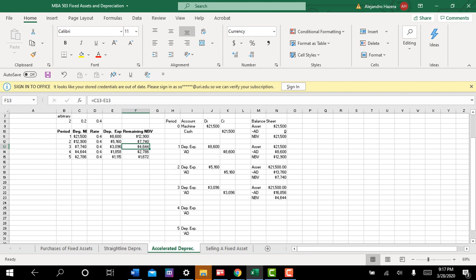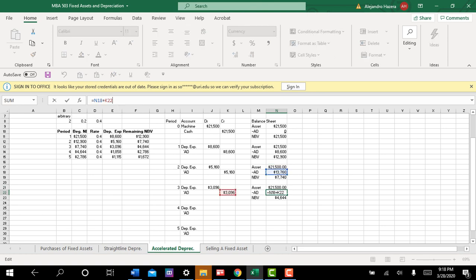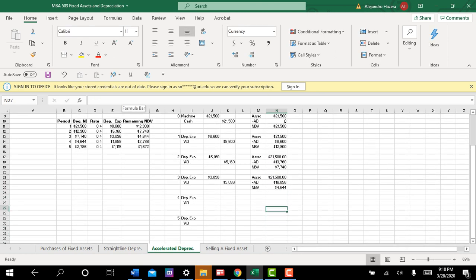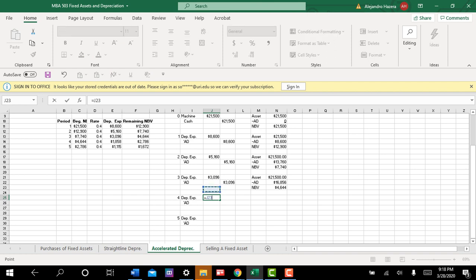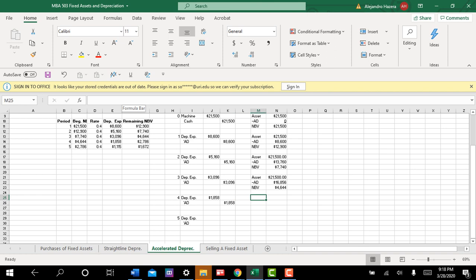Okay, and so just to go over this once again, that doesn't change. Accumulated depreciation, just your beginning accumulated depreciation plus your new depreciation expense, and your net book value is just the difference between the asset and the accumulated depreciation. Okay, then we come down here to our 4th and 5th years. For our 4th year, our depreciation expense is $1,858.